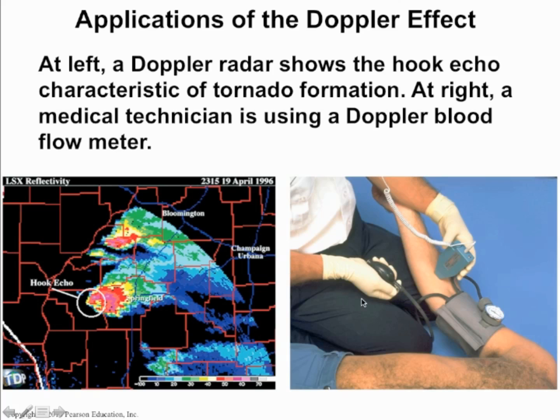A Doppler blood flow meter uses the same principle, but with flowing blood, and the speed of the blood will affect the patterns of echo that get reflected off of the blood.